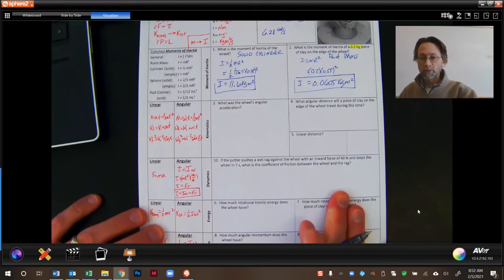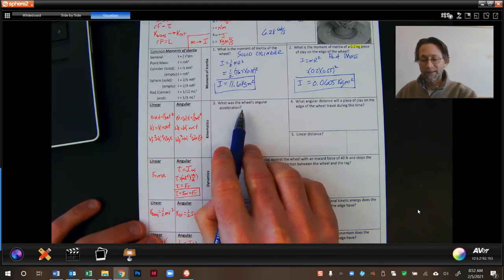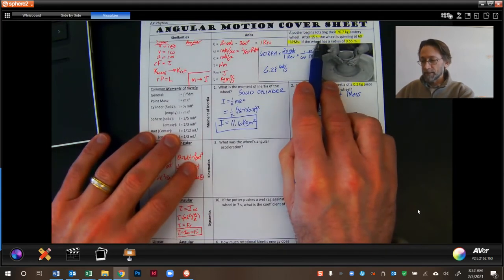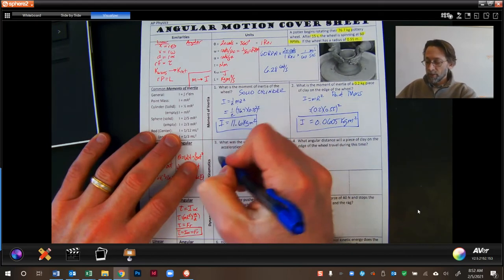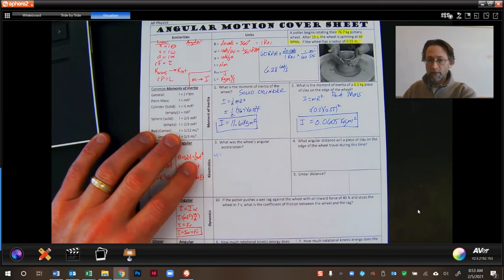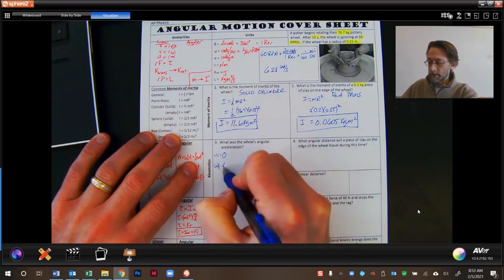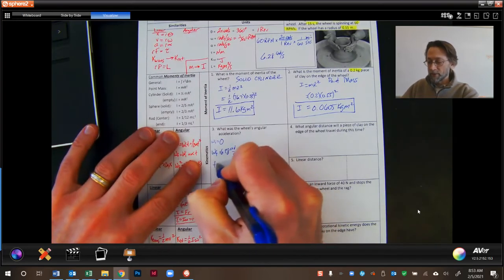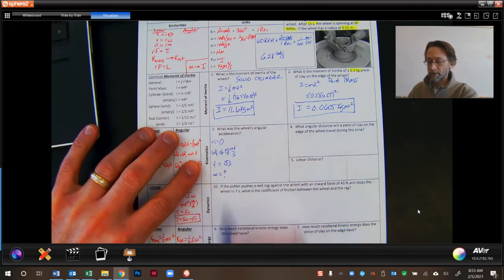Now, moving into the kinematics value, what is the wheel's angular acceleration? So when I'm talking about the acceleration, I have to look at that and say, okay, well, what am I given? What do I know? Well, I know that after 15 seconds, the wheel is spinning at this many RPMs or this many radians per second. So I know my initial angular velocity is 0. I know my final angular velocity is that 6.28 radians per second. And I know that the time it took to get up to that value was 15 seconds. And I'm looking for the angular acceleration.